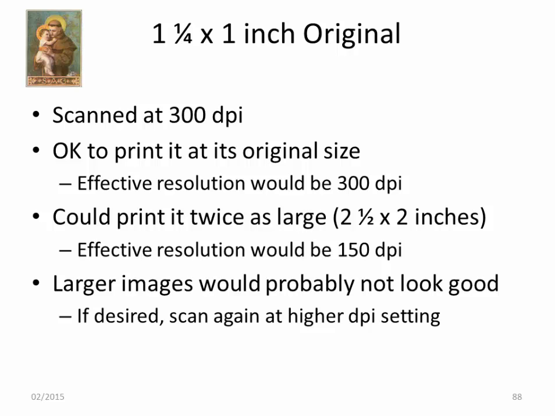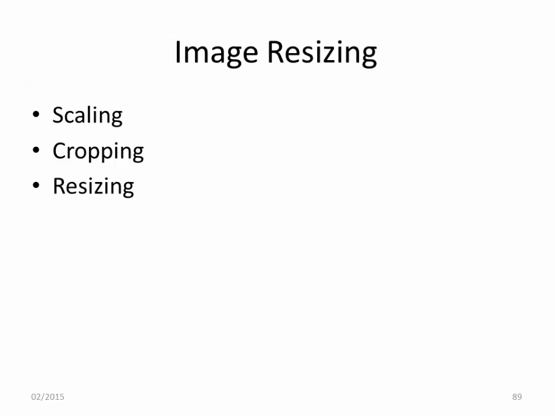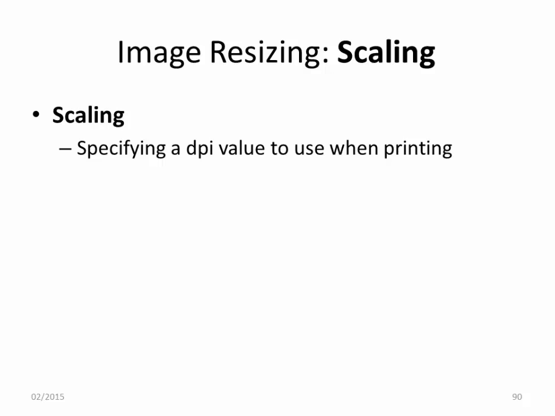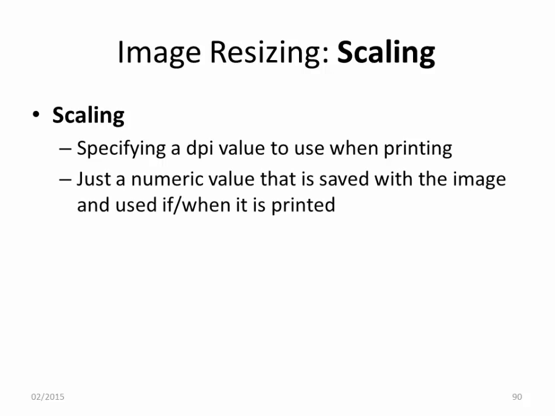Now we can do some things to resize the image, kind of. And scaling is what we've just been talking about. You can also crop it and then you can resize it. Now scaling is just specifying a dots per inch value that you want to use when you print it. It's just a numeric value that's saved with the image. It doesn't really do anything to change the image.